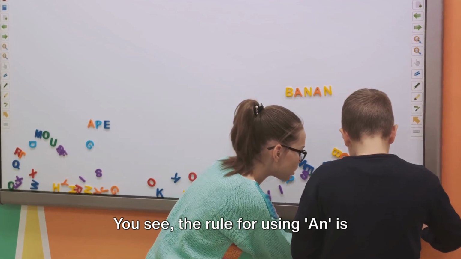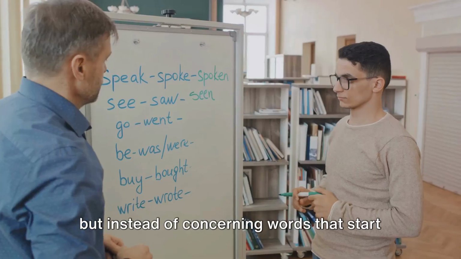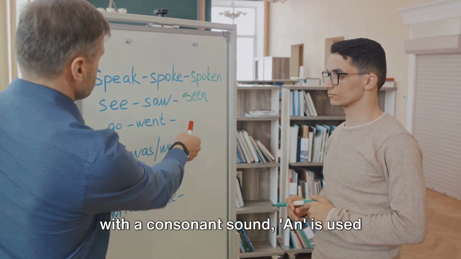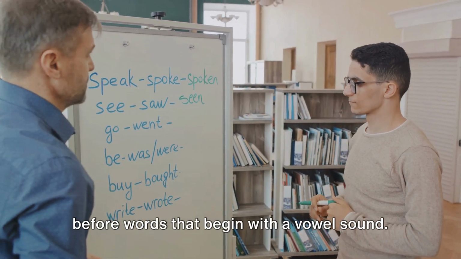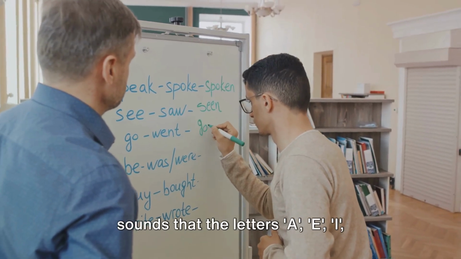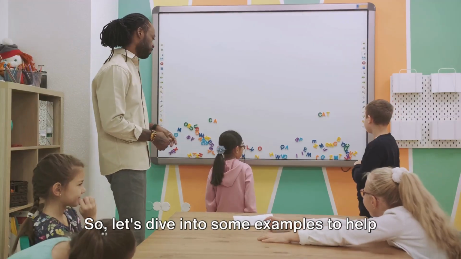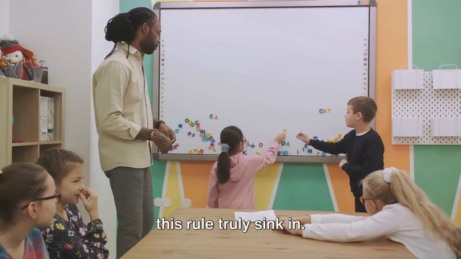You see, the rule for using an is fairly similar to the rule for using a, but instead of concerning words that start with a consonant sound, an is used before words that begin with a vowel sound. That's right, we're talking about the sounds that the letters A, E, I, O, and U typically make. So, let's dive into some examples to help this rule truly sink in.